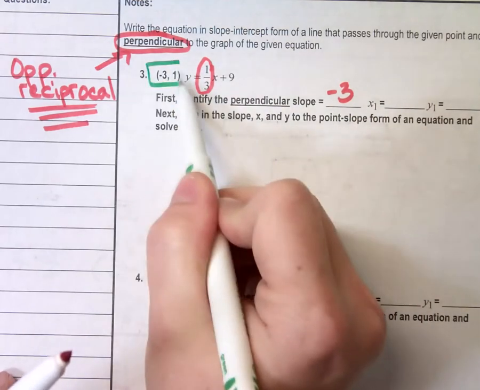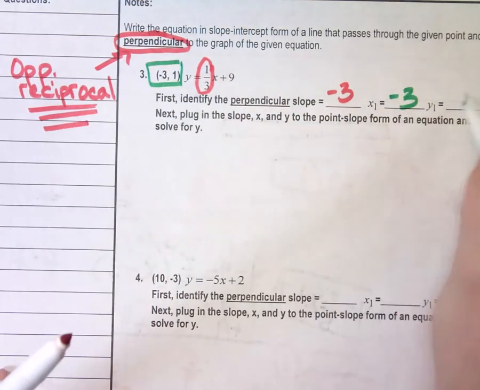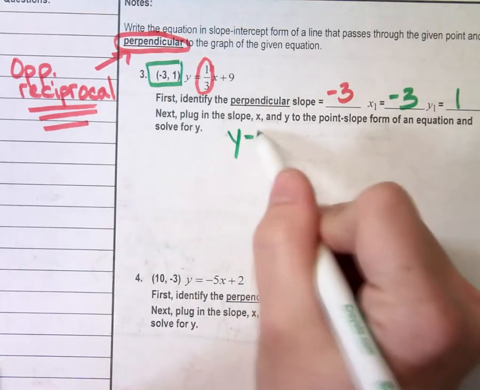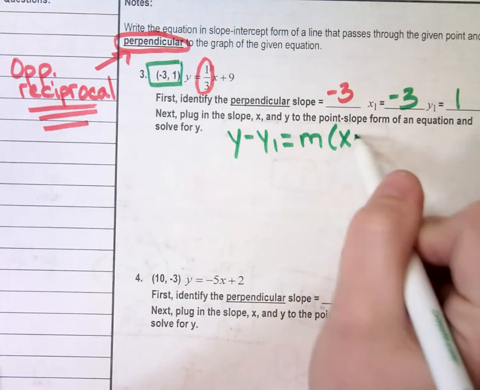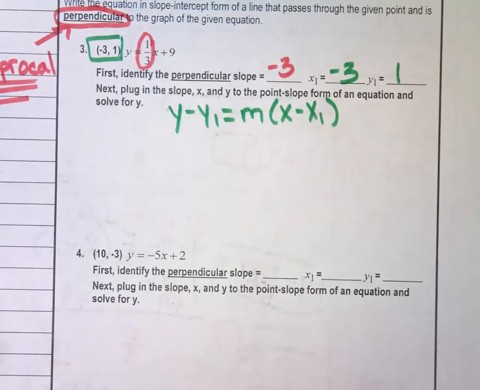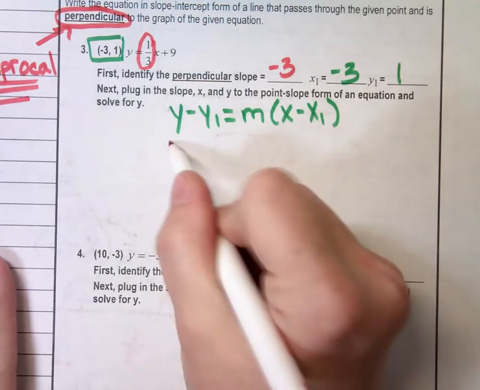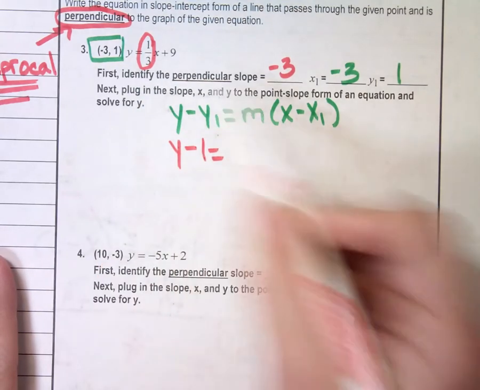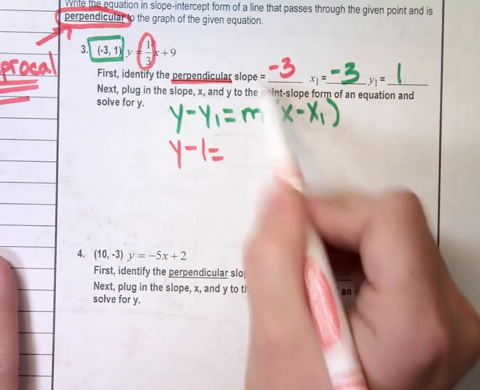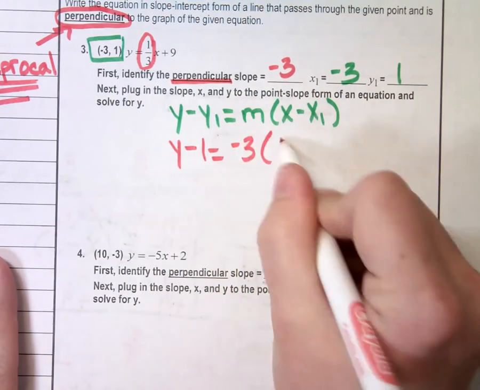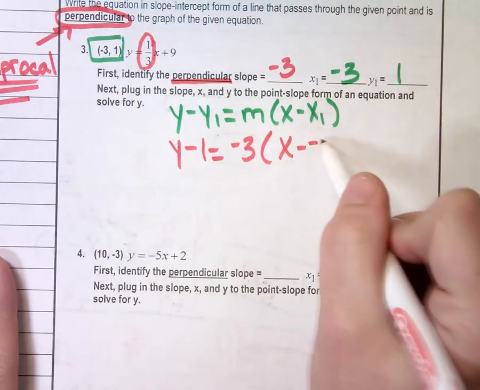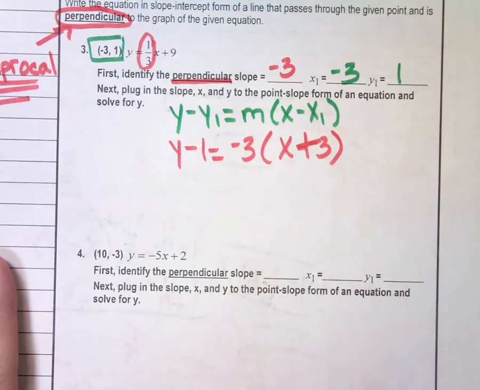This is the point I want to take it through. The x-coordinate's negative 3, the y-coordinate's 1. I've got my point, I've got my slope. So here I go, ready for point slope. Now I just start plugging it all in. Y minus the y-coordinate. Which of these is the y? 1. I want the perpendicular slope, which we said is negative 3. And then x minus the x-coordinate, and the x-coordinate is a negative 3. And that minus the negative is going to make a big plus.